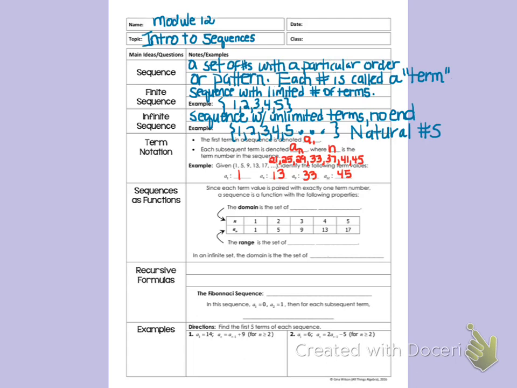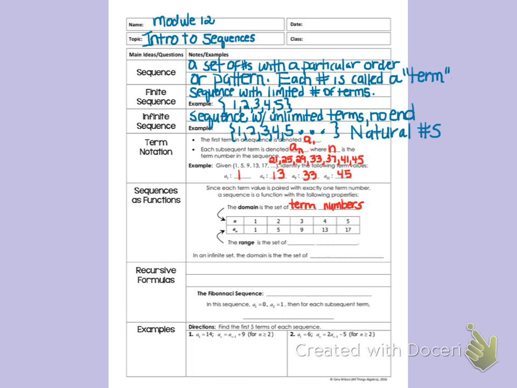Now, since each term value is paired with exactly one number, a sequence is a function with the following properties. The domain is the set of natural numbers. Those are the term numbers, so sometimes we'll say the domain is natural numbers, but you could also say term numbers.